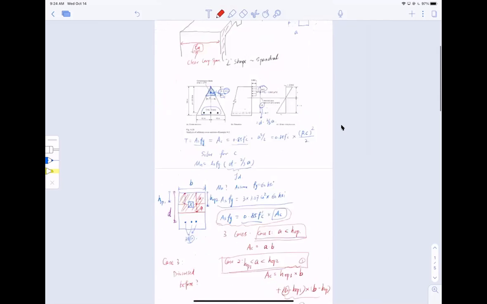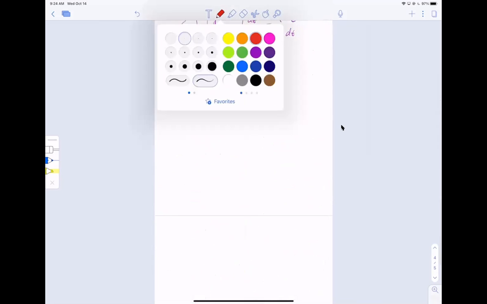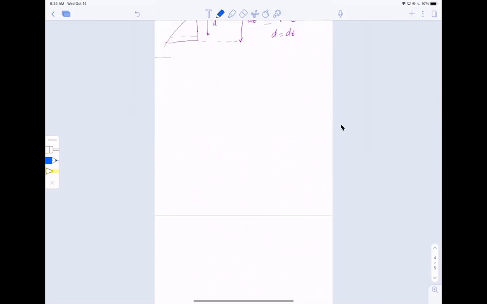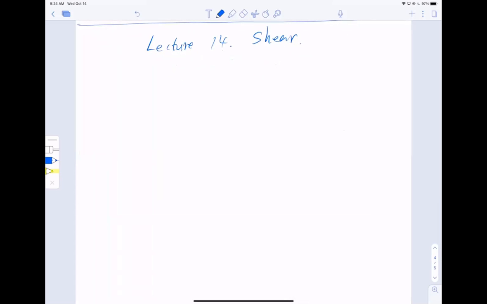So let me close this chapter up and move forward to go back to our shear design. So this is for homework. And let's go back to shear design. So lecture 14, continue for shear.